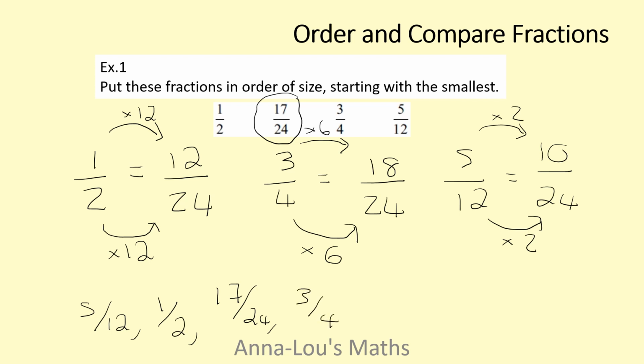A question like this on a level 2 paper would be worth 3 marks. I would be getting 1 mark for making any 2 with the same denominator, 2 marks for making all of them the same denominator, and my 3rd mark is then for putting them in the right order. I need to have shown my process in order to get all 3 marks, so it's very important that you show all of your working out.